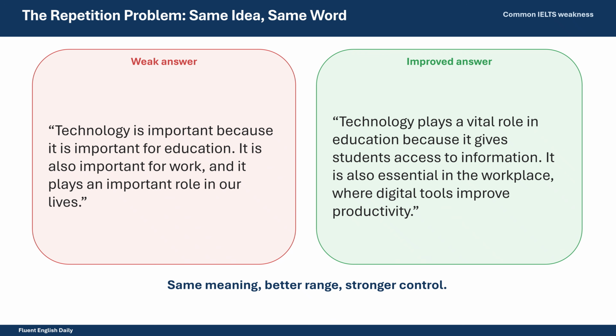Notice that the improved answer does not simply replace every repeated word with a synonym. It also develops the idea by adding specific information. This is an important Band 7 strategy. Do not only change the vocabulary, improve the explanation as well.